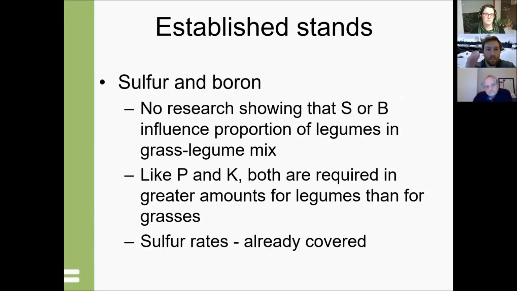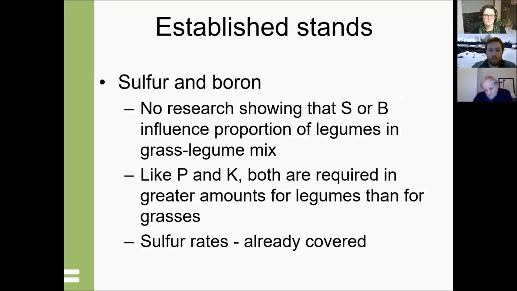And then some of our last nutrients to think about in our established stands are sulfur and boron. There's no research that shows that sulfur and boron influence the proportion in the grass legume mix, but like phosphorus and potassium, they're both required in greater amounts for legumes than for grasses, just based on simple nutrient demand.